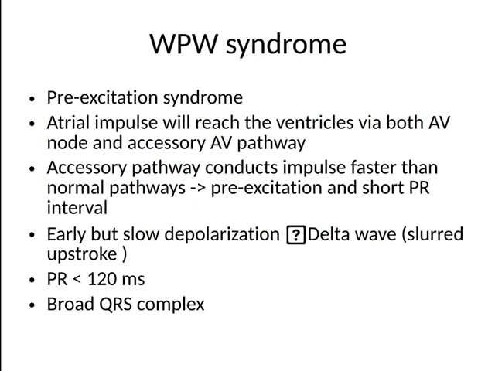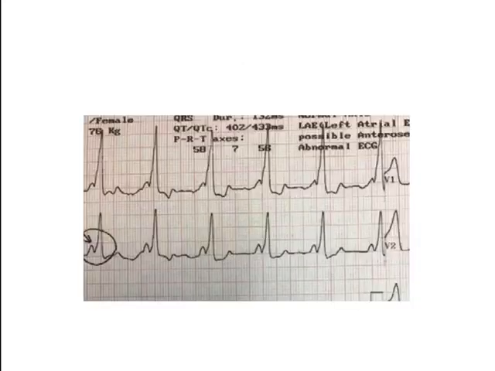So in a WPW syndrome, as we have already discussed, the PR interval will be shorter and there will be a delta wave with a wide QRS and T wave changes. So that is what is happening in case of a WPW syndrome. I hope this is very clear.